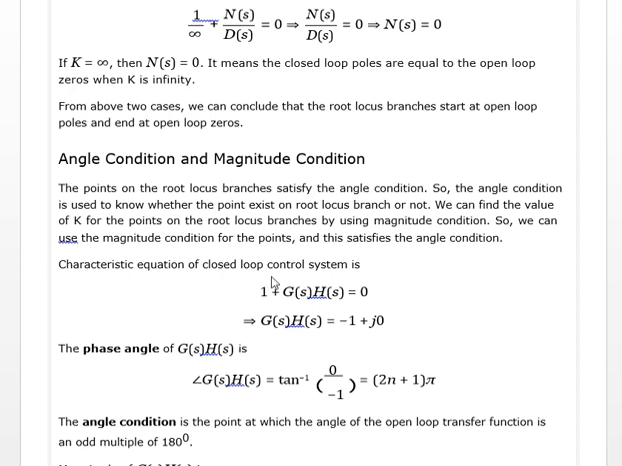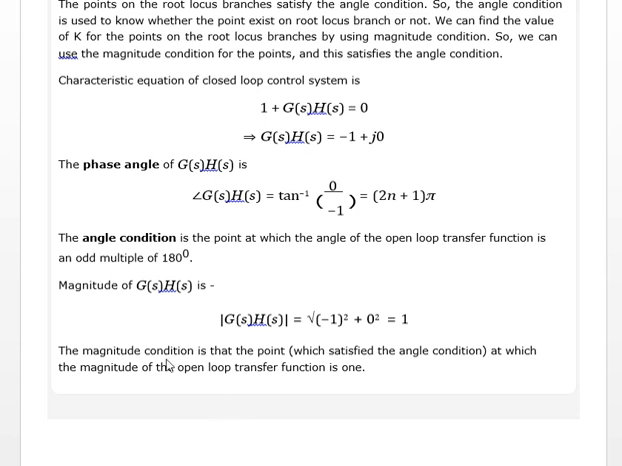Take the characteristic equation of a closed loop system again: 1 plus G(s)H(s) is equal to 0, so G(s)H(s) is equal to minus 1 plus j0. There is no imaginary term here, so we represent it with 0 into j. The phase angle we can represent as tan inverse of the imaginary term by the real term. So, this is the equation we use to find the phase angle. The magnitude is the square root of minus 1 the whole square plus 0, which is equal to 1.